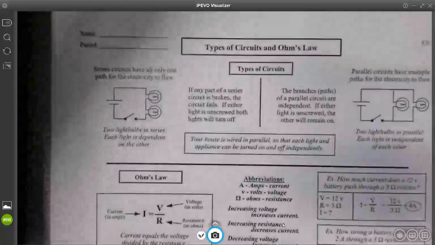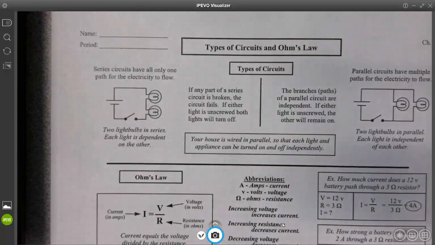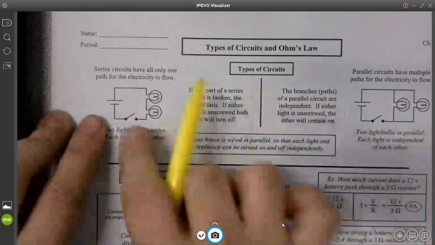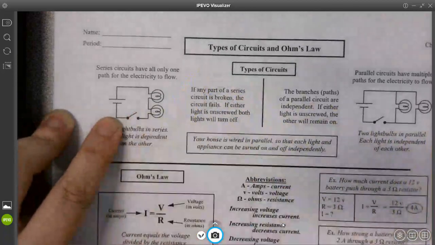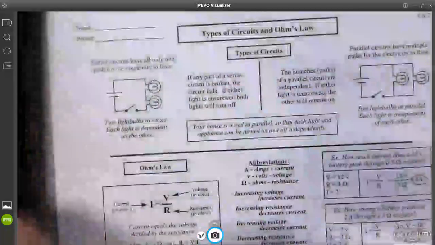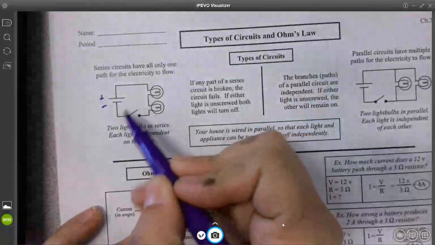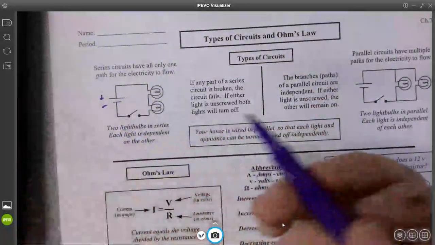All right, so this lecture is for April 4th, and what we're going to be doing is reiterating what we were learning before. Remember that you have closed and open circuits. Only closed circuits work. So with this picture right here, you have a switch that is open, and that switch is preventing electricity from flowing. So that means that these light bulbs would not turn on because this switch right here is open. So open circuits don't work.